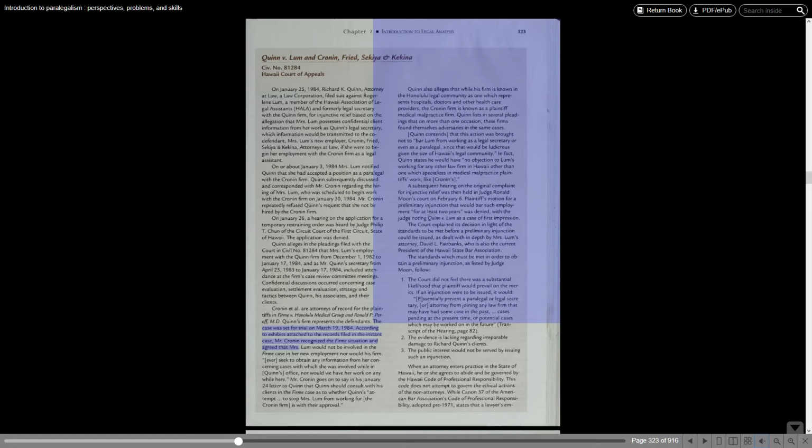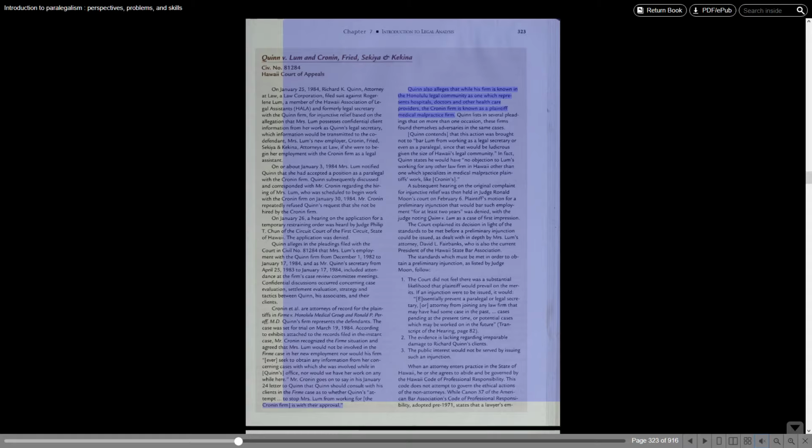According to exhibits attached to the records filed in the instant case, Mr. Cronin recognized the firm's situation and agreed that Mrs. Lum would not be involved in the firm case in her new employment, nor would his firm ever seek to obtain any information from her concerning cases with which she was involved while in Quinn's office, nor would we have her work on any while here. Mr. Cronin goes on to say, in his January 24 letter to Quinn, that Quinn should consult with his clients in the firm case as to whether Quinn's attempt to stop Mrs. Lum from working for the Cronin firm is with their approval.